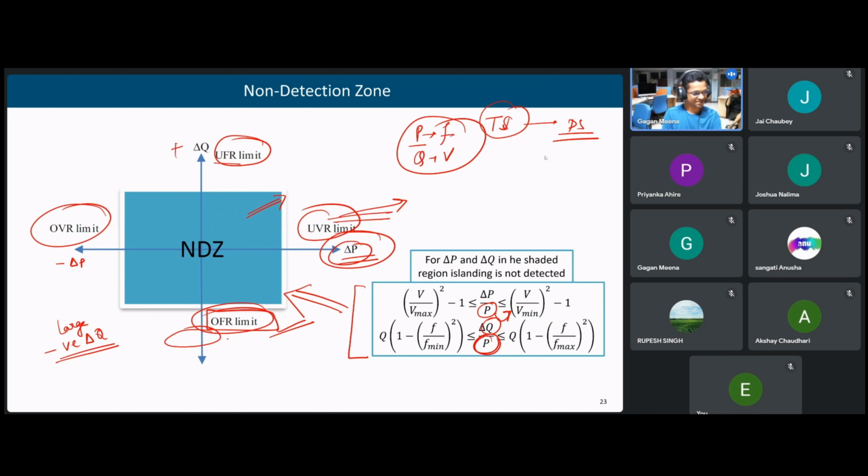Okay, I will give you a hint. It has something to do with the R by X ratio. Now you have to tell me whether the R by X ratio is low or high in the distribution system as compared to the transmission system. Is it high or low? Anyone recall?